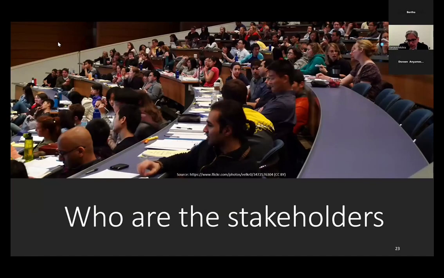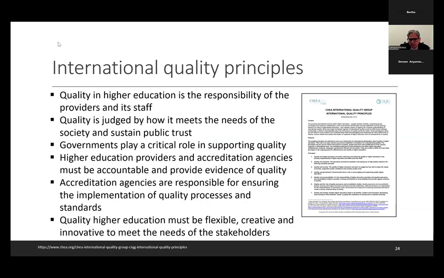So I'll come to the last part of the presentation, on identifying the key stakeholders. The common principles of quality are the same, and I would like to highlight the principles of quality from CHEA, the American organization. Whether it is digital education or conventional education, we should focus on the quality principles in general. It's the responsibility of the provider and its staff to ensure quality. Quality is judged by how it meets the needs of society and sustains public trust. As a higher education institution, we have a responsibility towards society to provide the best quality education.